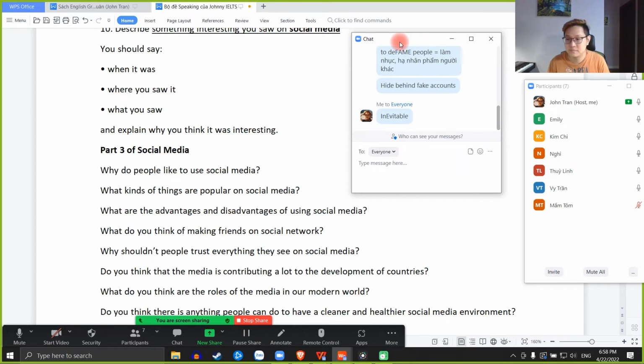And especially that the disadvantages is that we can filter out. To filter out something. Lọc ra gì đó. To filter out bad contents, maybe. Yeah, thank you. To filter out the news.